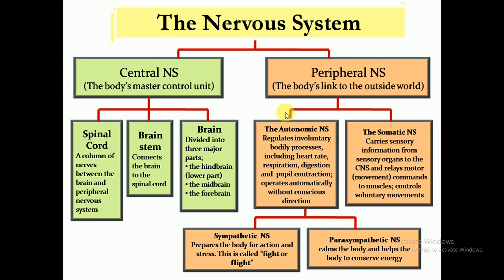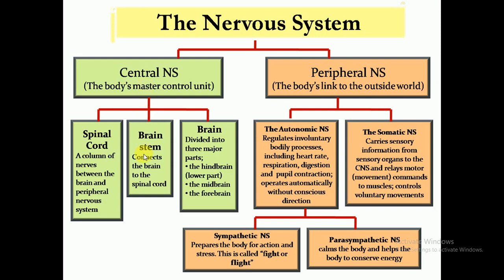The second one is called the peripheral nervous system. Now what is the peripheral nervous system? The peripheral nervous system is actually the body's link to the outside world. So I am going to differentiate between the two. The central nervous system is the body's master control unit; all activity is under its control, while other activities which are outside, the body's link to the outside world, come under the category of the peripheral nervous system.